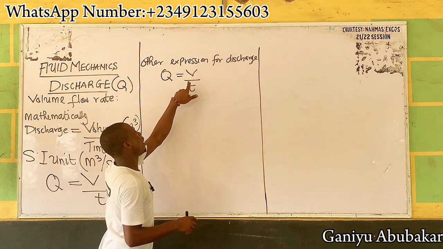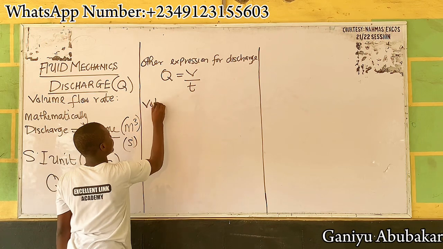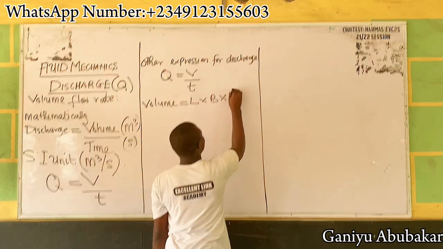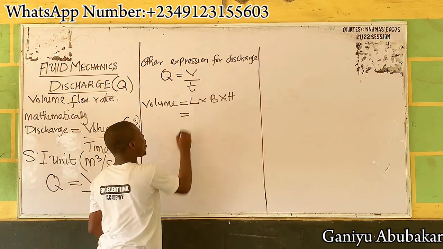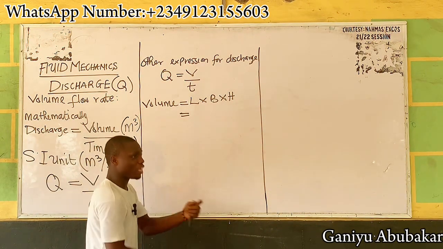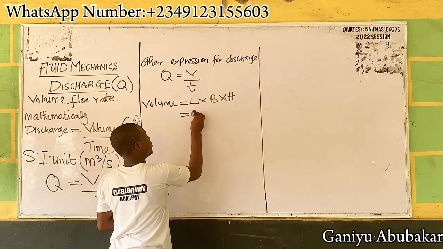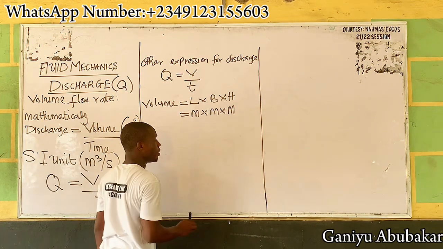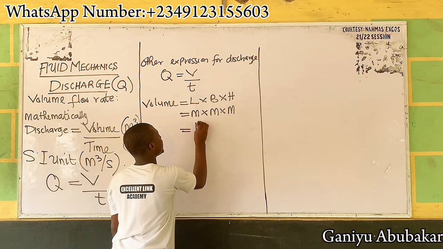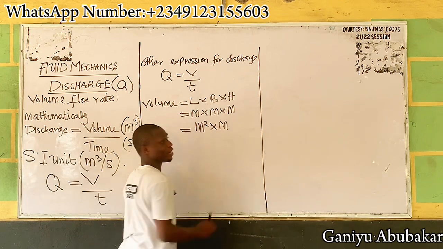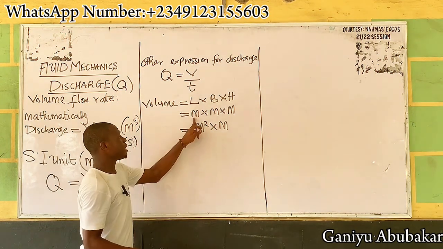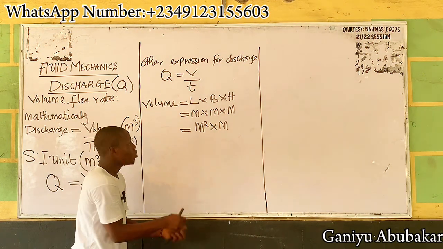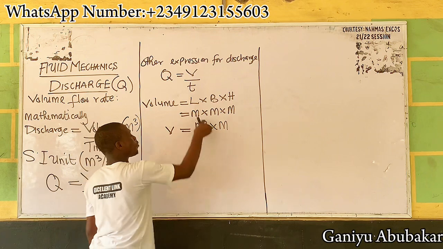If I pick out volume, what's volume? Length times breadth times height. Usually I take them in terms of their SI units. Length is measured in meters, breadth in meters, height in meters. I can write this as meter squared times meter. So V is meter squared times meter.